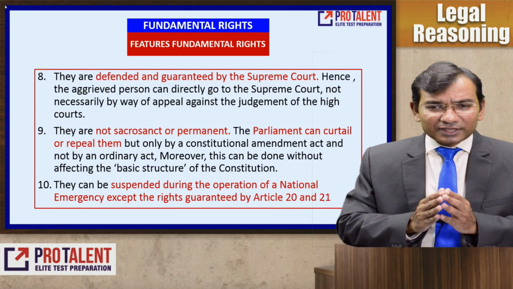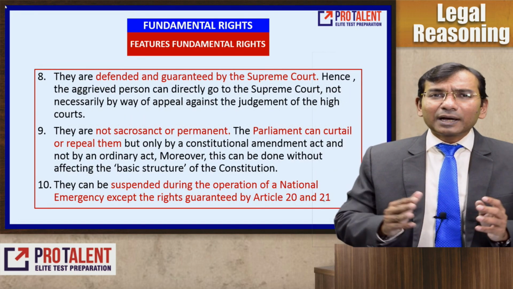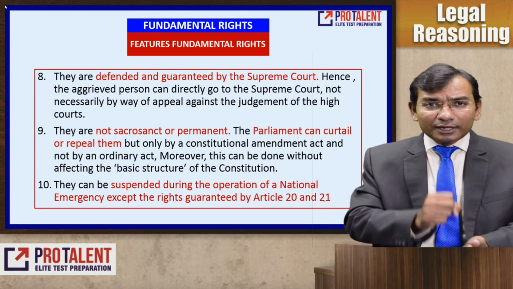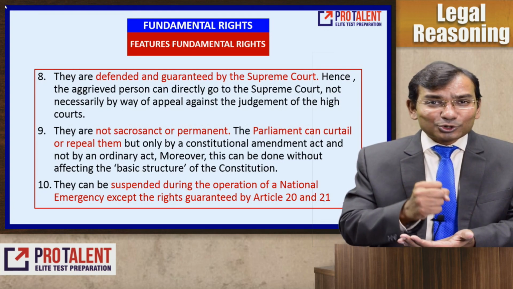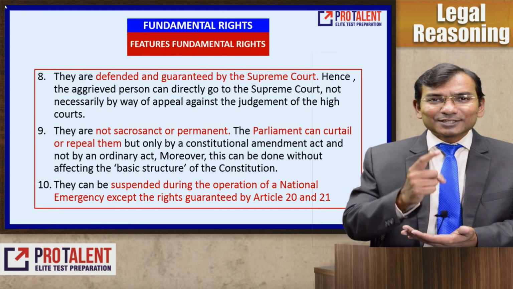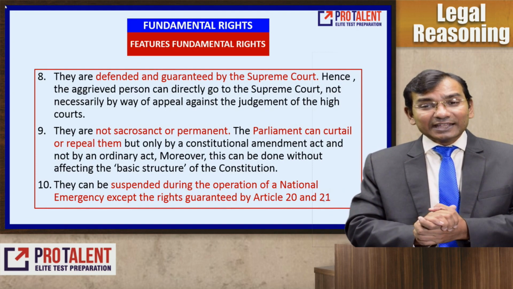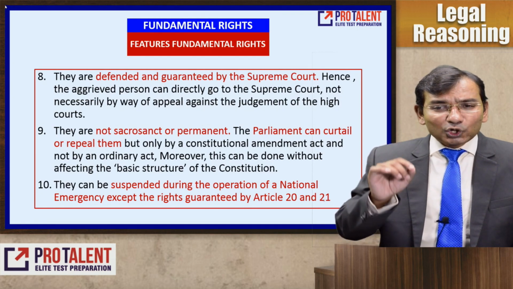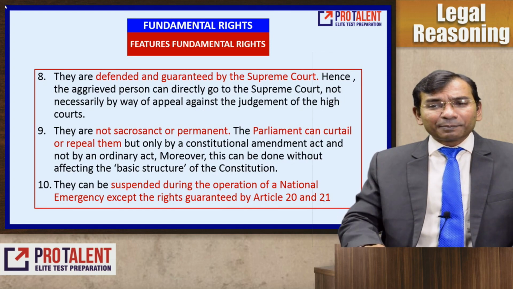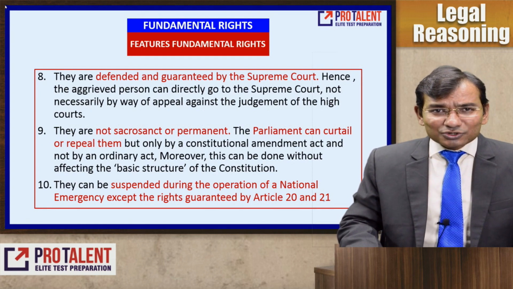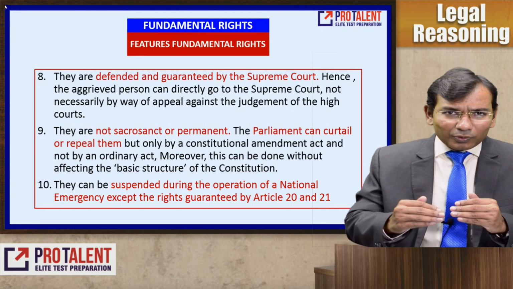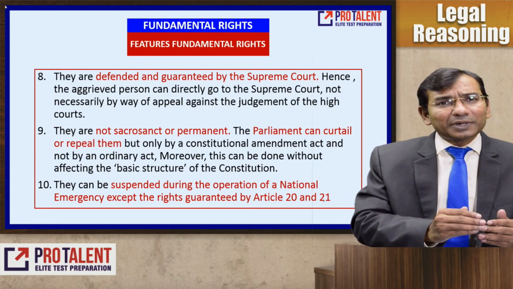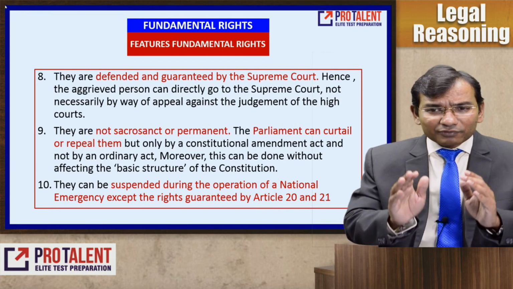Next feature: they are defended and guaranteed by the Supreme Court. What is the ultimate objective of the Supreme Court? Primarily to uphold the Constitution, और Constitution का सबसे महत्वपूर्ण part is your Part 3, the fundamental rights. Hence, the aggrieved person can directly go to the Supreme Court and not necessarily by way of appeal against the judgment of the High Courts. So there is no need to go to the lower court, then the High Court, and then the Supreme Court. He can directly go to the Supreme Court. This is the objective of this particular part.